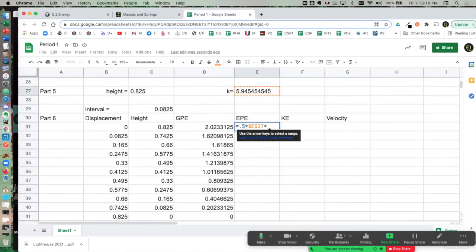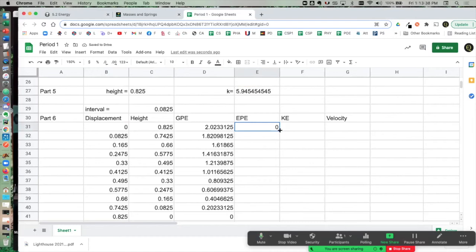Okay, times, what is this? D squared. So I'm going to click this cell over here, right? The displacement. Don't need to dollar sign that because I'm going to increment it down, right? I'm going to square it, caret to square it. And return. And now I'm going to drag that down.